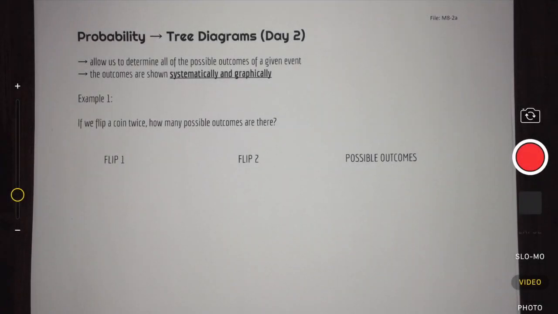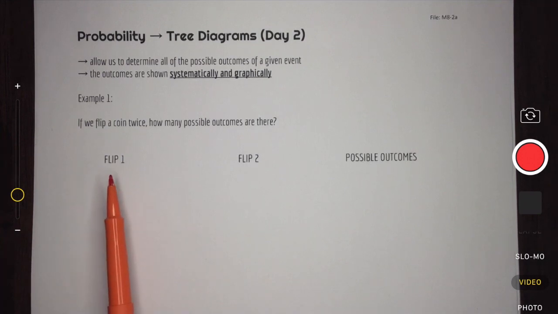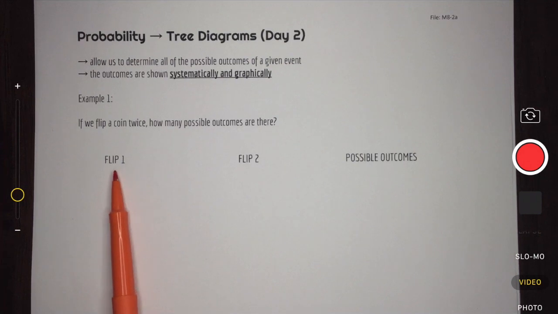Today we're going to talk about tree diagrams. Tree diagrams are fantastic because they allow us to really easily determine and figure out, in a nice, systematic, organized, graphic, visual way, what the chances of things happening are going to be. When we create our tree diagrams, it is important that we create them with a little bit of a chart.